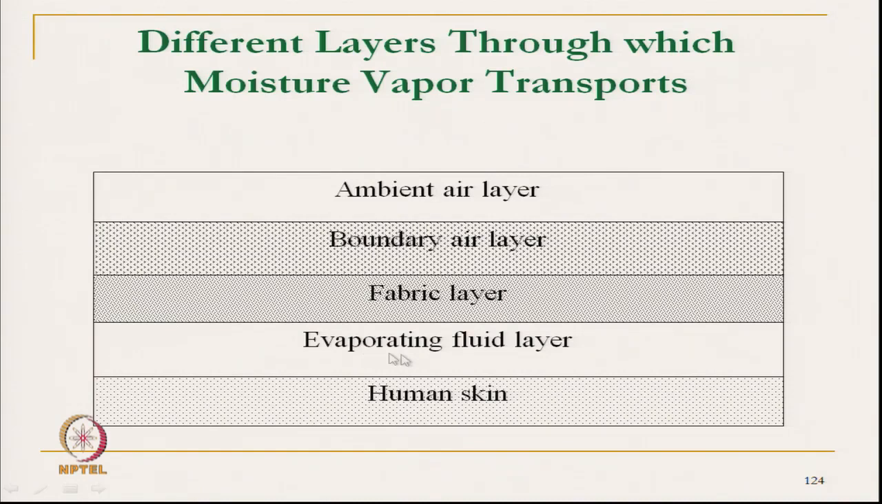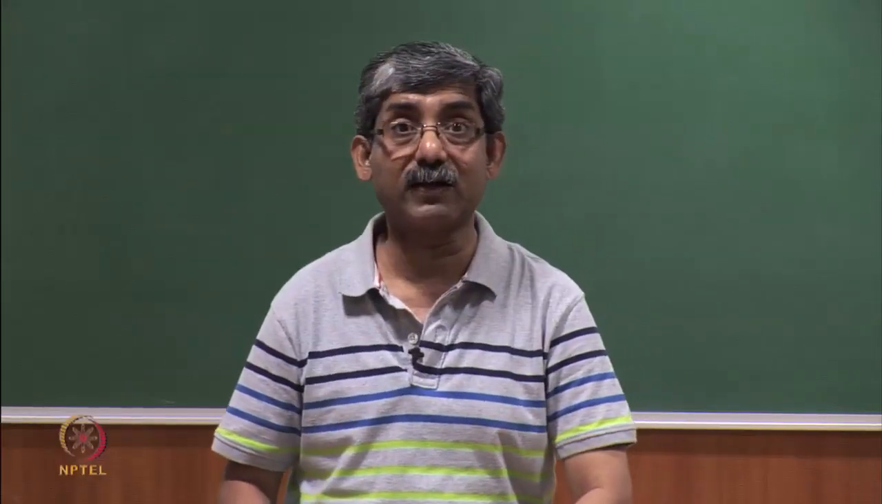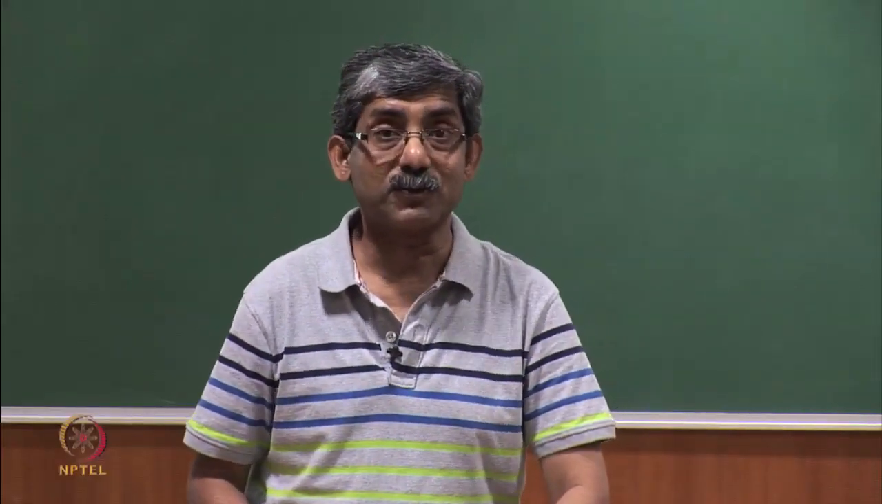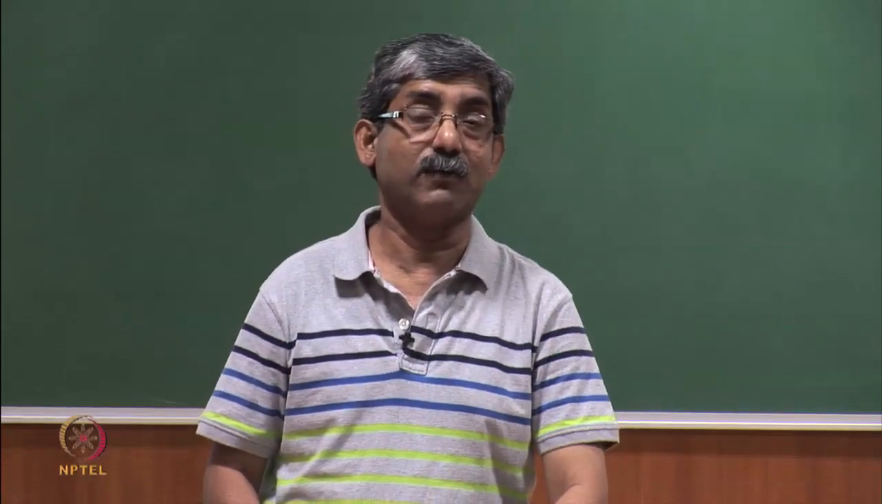If any of the layers has some problem, then the moisture transmission will get affected, and the most important layer, which we can control, is our fabric layer. So, we will see how the structure of the fabric, the structure of the yarn, and even the type of fiber affect the moisture transmission behavior through the fabric.